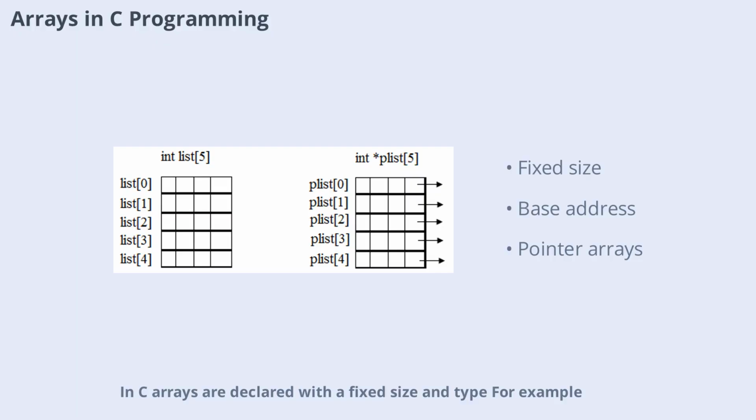In C, arrays are declared with a fixed size and type. For example, int list[5] creates an array of 5 integers. Arrays are stored in consecutive memory locations, and the address of the first element is called the base address. C also supports arrays of pointers, allowing for more flexible data management. Understanding how arrays are implemented and accessed in memory is fundamental for efficient programming.